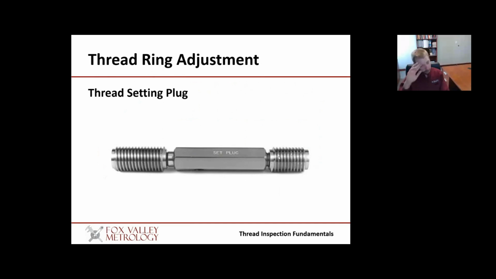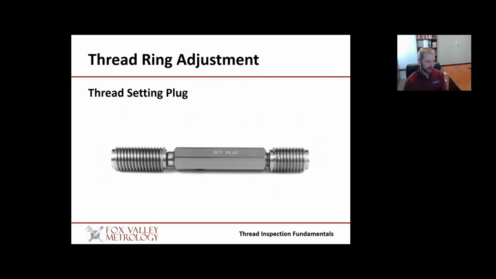So how we actually go about adjusting thread rings is by utilizing a thread setting plug. So it's important to discuss the distinction between the set plug and the work plug. I believe that was something that was brought up earlier in a question here. So the thread set plug is actually designed at the nominal tolerance or the nominal size of the thread itself. It is not designed with the plus or the minus tolerance as the go and the no-go members would be of a working plug. So I hope you guys understand that important distinction there.